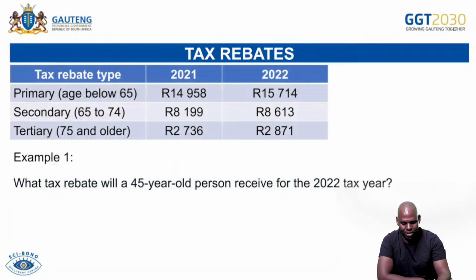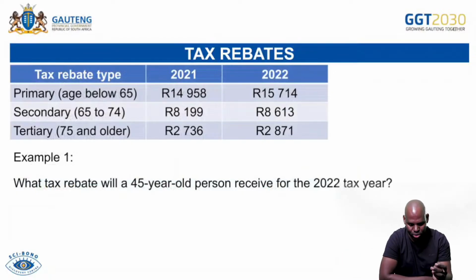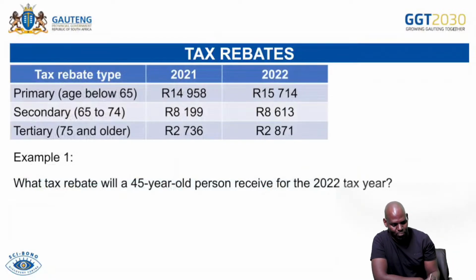Now the tax rebate, 2021, 2022, you must always be careful. In some cases, they might give you the ones for 3 years, like 2023, 2024, and 2025. So you always need to be sure that you choose the correct one. Example: what tax rebate will a 45-year-old pensioner receive for the 2022 tax year?